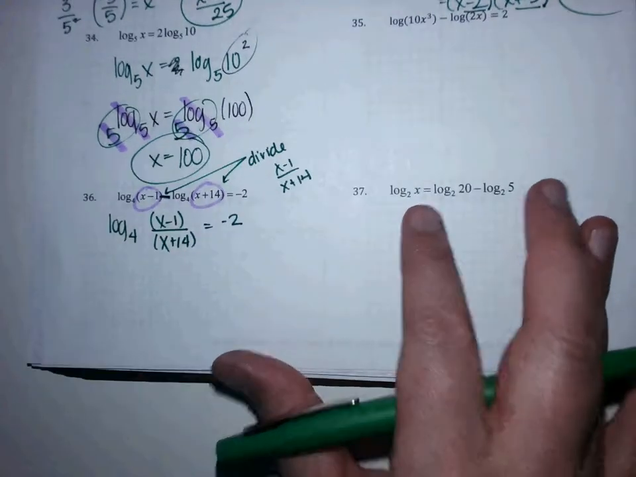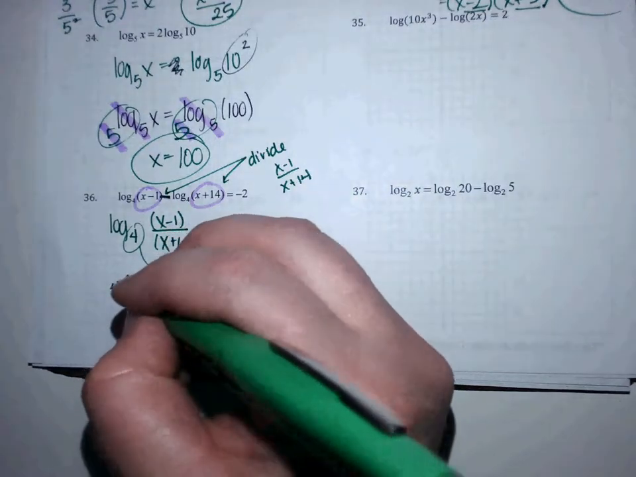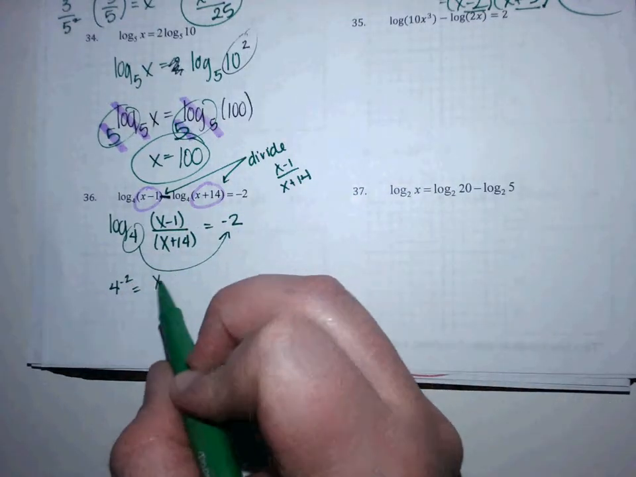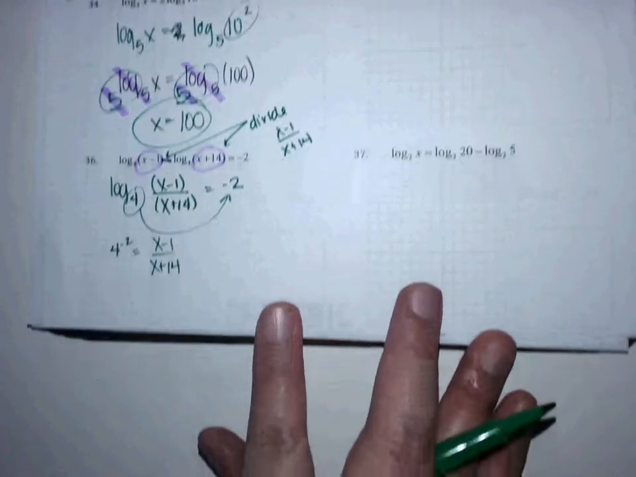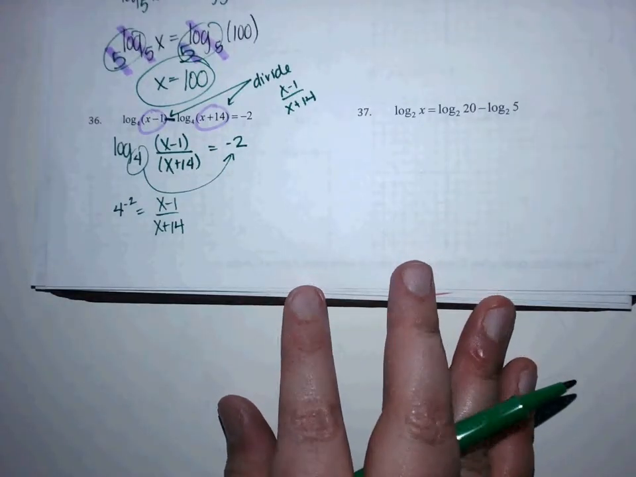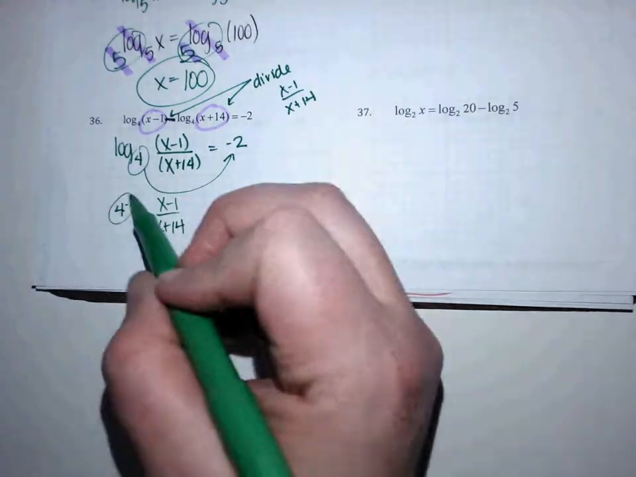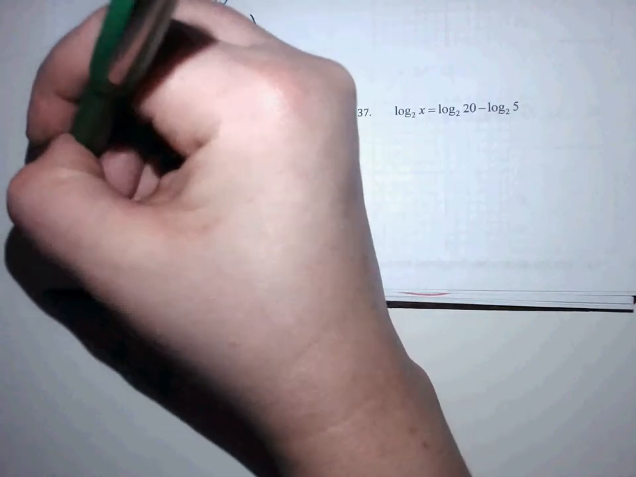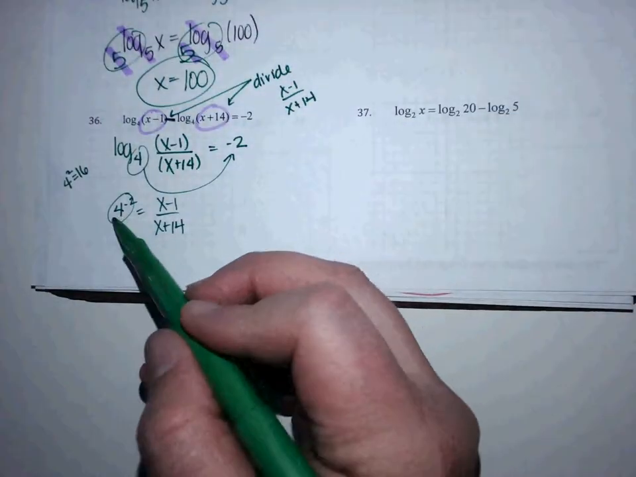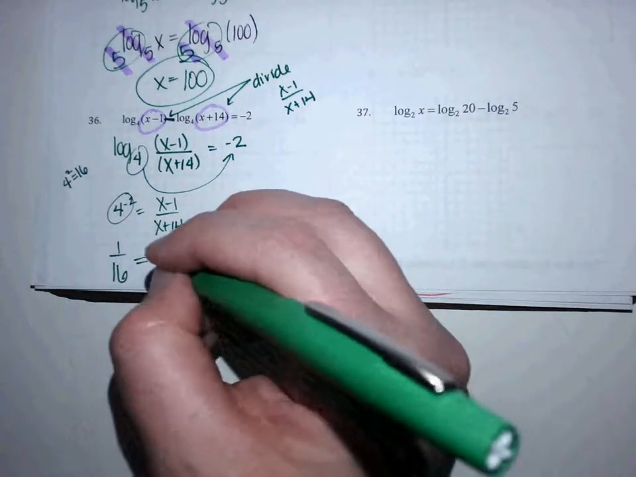Okay? Then from there, I'm going to do my little loop. 4 up to the negative 2 equals x minus 1 over x plus 14. And then from there, one more step. I notice that if this side is a fraction, this side has a negative, it needs to be a fraction too. So 4 squared is 16. Well, then 4 to the negative squared is going to be 1 over 16.